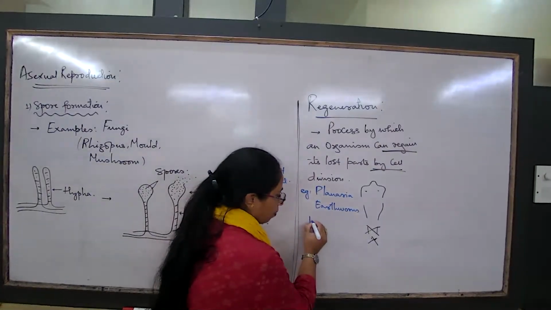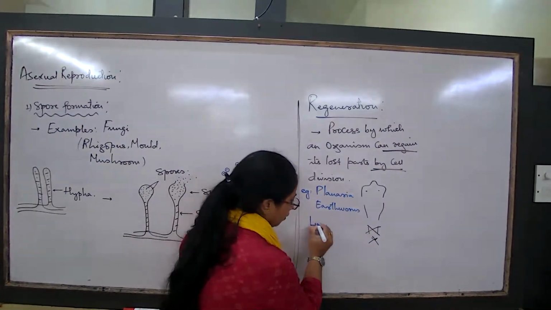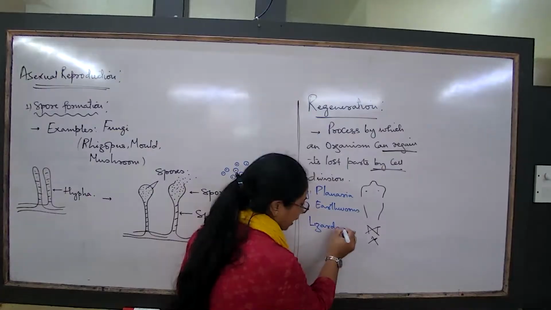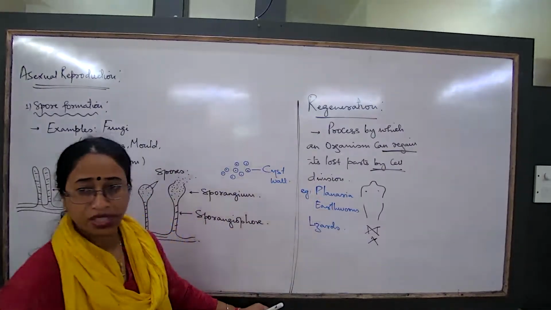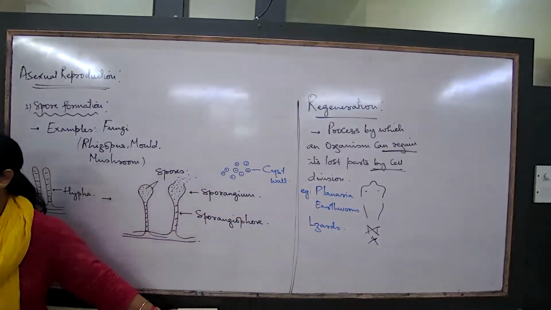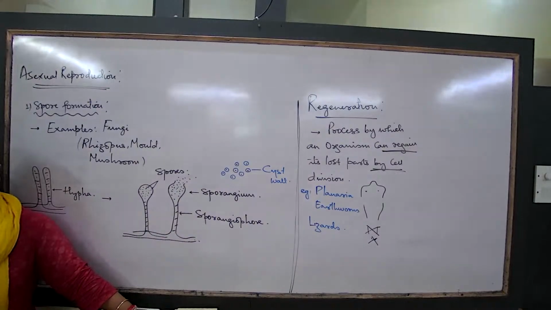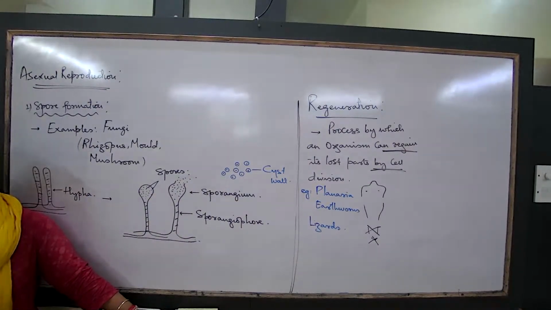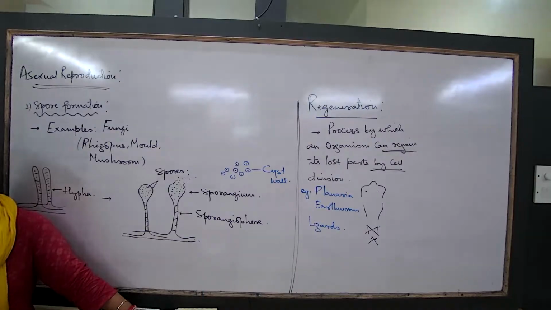But I may also talk about the regeneration of vertebrates like lizards, and the regeneration of amphibians. In those cases, if a small portion of the limb is lost, what will happen? The body will just regain a small portion of the skin and the muscles.